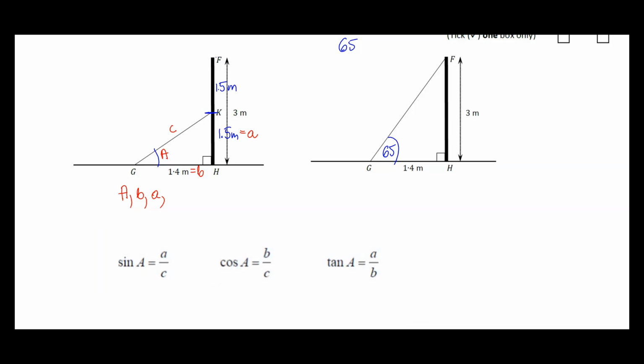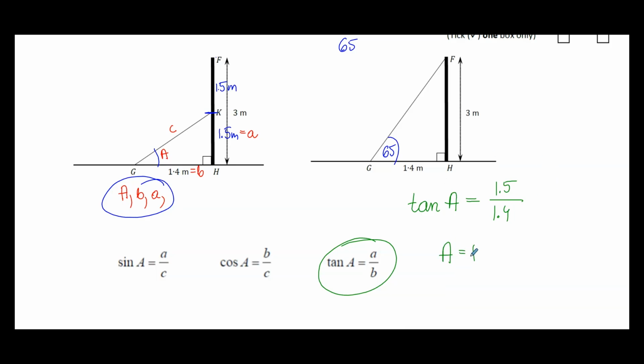Okay, so now I'm saying, which of those three ratios have exactly these three elements? I can see that tan is the one, so it is tan we're going to use here. Therefore, tan of my angle A will equal small a on top of the fraction, 1.5, over small b at the bottom of the fraction, 1.4. And again, if I want to find an angle, I take tan to the other side. It becomes inverse, meaning to the power of -1. And then we put that value in our calculator.